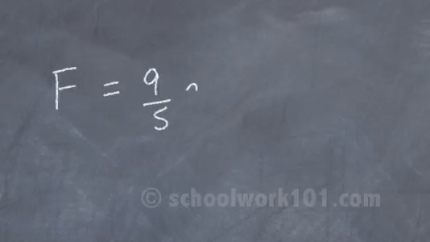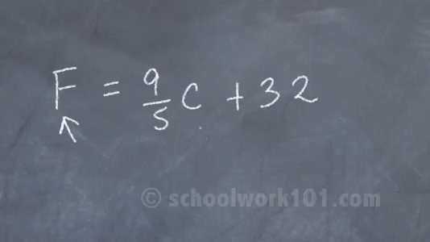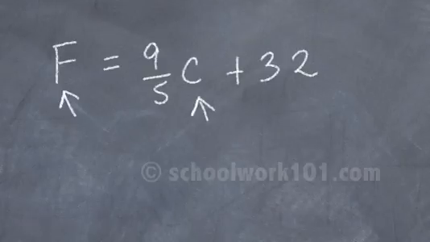So let's talk about the relationship of two variables. In some previous sections, we talked about this equation here. F represents Fahrenheit and C Celsius. We say that the value of F depends on C. The value of F depends on C.